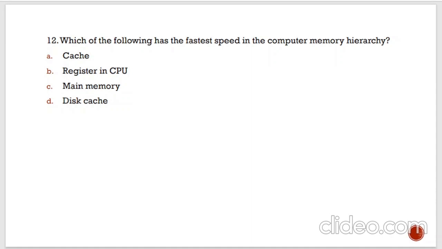Coming to the next question, which of the following has the fastest speed in the computer memory hierarchy? In the memory hierarchy we can see the cache memory, registers in CPU, and main memory. The CPU directly interacts with the registers, then cache, and then main memory. So the one that works with the fastest access is the registers. Registers are very small in size, very expensive, and have the fastest speed access.